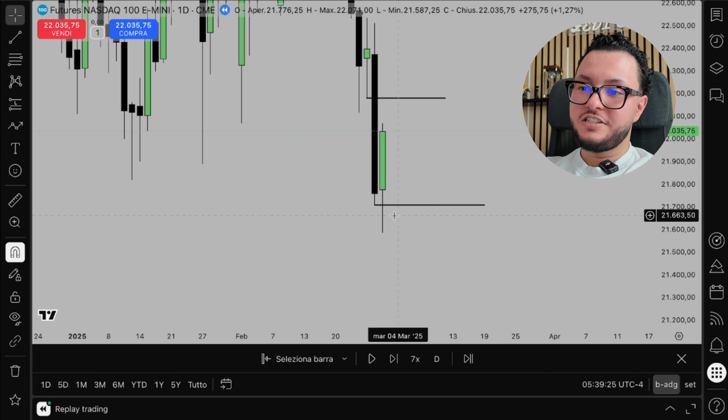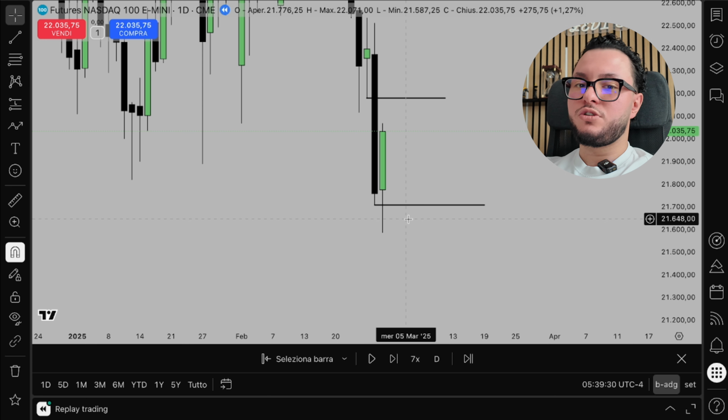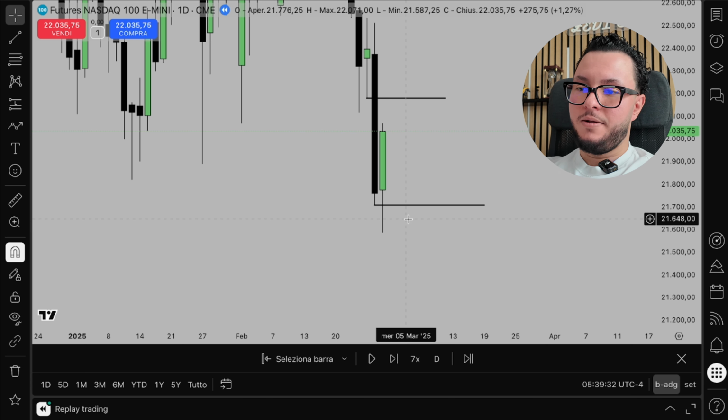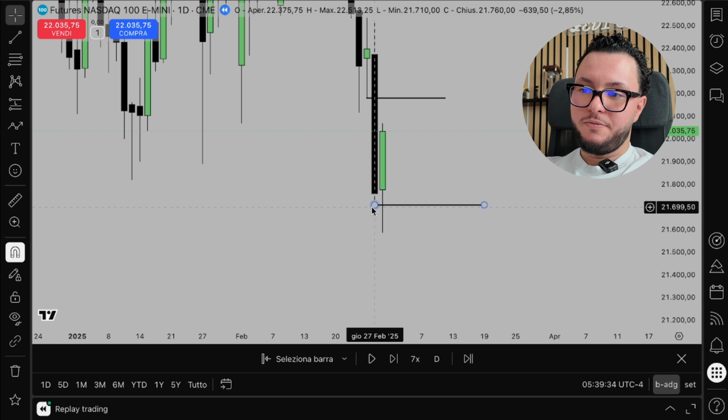Okay, so this is a grab of liquidity. This is a liquidity run. This is a turtle soup. This is blah, blah, blah. But the most important thing is we have previous daily low taken and we have a close to the upside.